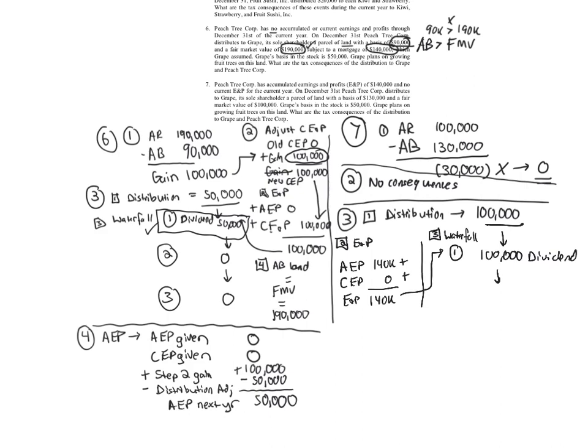Return of capital is 0. Capital gain distribution is also 0. Part 4, the adjusted basis of the property equals fair market value always. So the land received has an adjusted basis of the fair market value, which is $100,000.